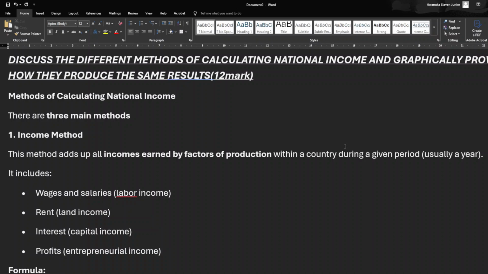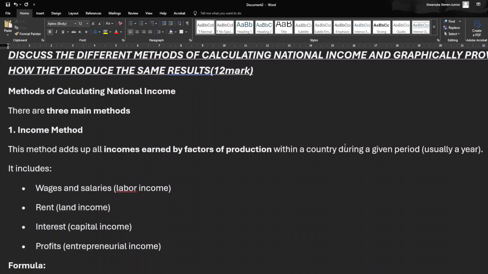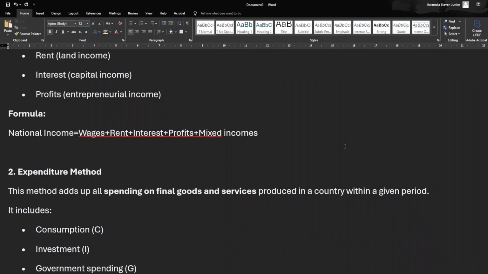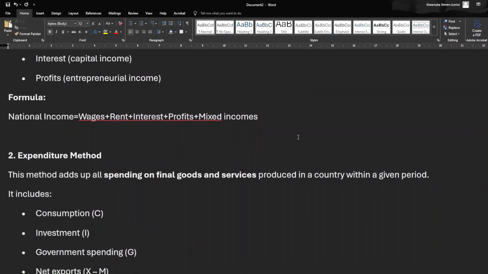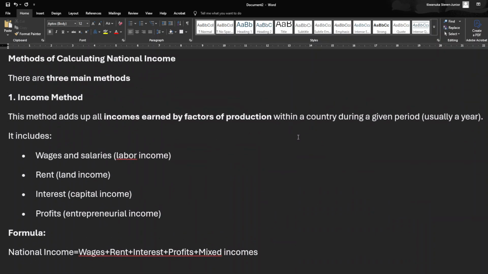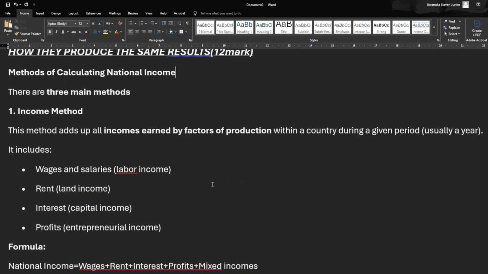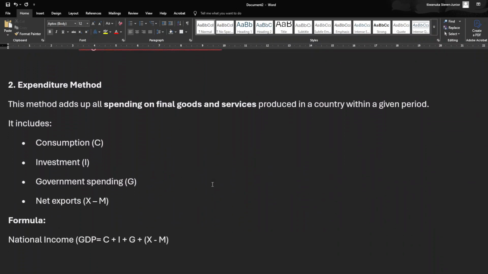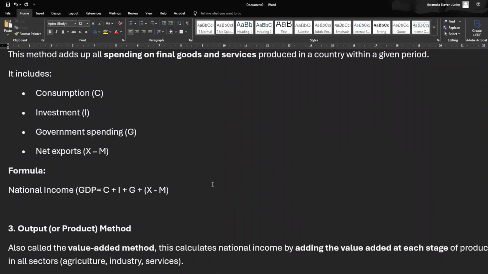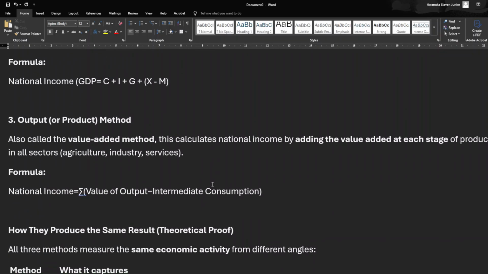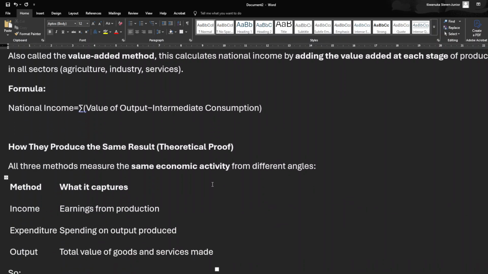First one is the income method, what you get as an individual. The second one is the expenditure method, after getting, how is that spent. Remember we are in macro, so we are going to look at the government, the country as a whole, the economy. Even here in income, it is the total sum of those big units. And the last method is the output method. Those are basically the three major ones.